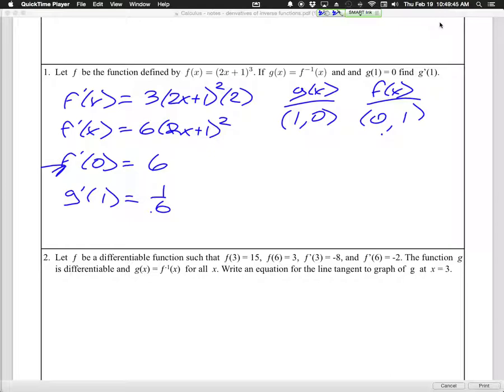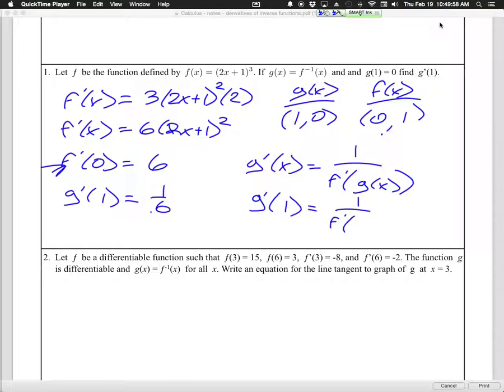Now if we do it the other way, it was 1 over f prime of g of x, and I want 1. So what do we know g of 1 is? 0. We know g of 1 is 0, so then I want to stick 0 into f prime, which is what we did, which is 6, and it gives me 1/6 as well. So it's doing the same thing. That may help you keep track of what you're doing better. It's up to you. You got to figure out what works best for you and go with it.